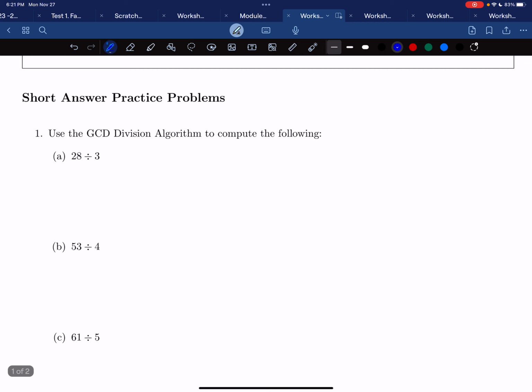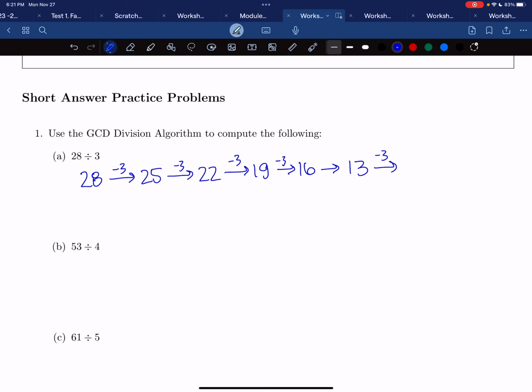The way you would work this is you start with that value 28, and we're just going to keep subtracting 3 from that number. The first time we subtract, that brings us to 25. Next time we subtract 3, it brings us to 22, then 19, then 16, then 13, then continuously down to 10, 7, 4, and 1. Okay, we're just going to keep subtracting.